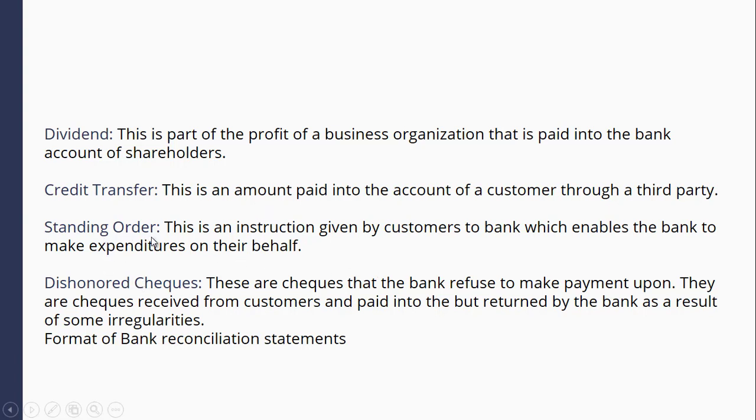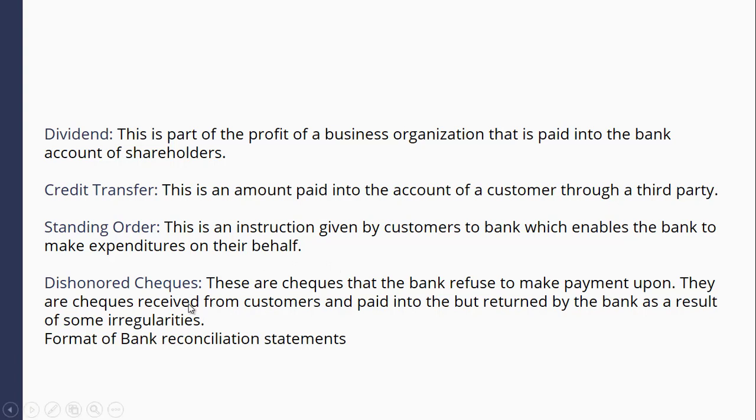The next is standing order. Standing order is an instruction given by the customer to the bank, which enable the bank to make certain expenditure on their behalf. So if a customer of a bank give an instruction to the bank for the bank to make certain expenses on his or her behalf, so when the bank makes such expenditure, the customer will not know, except the customer goes through the account sent by the bank, which is the bank statement.